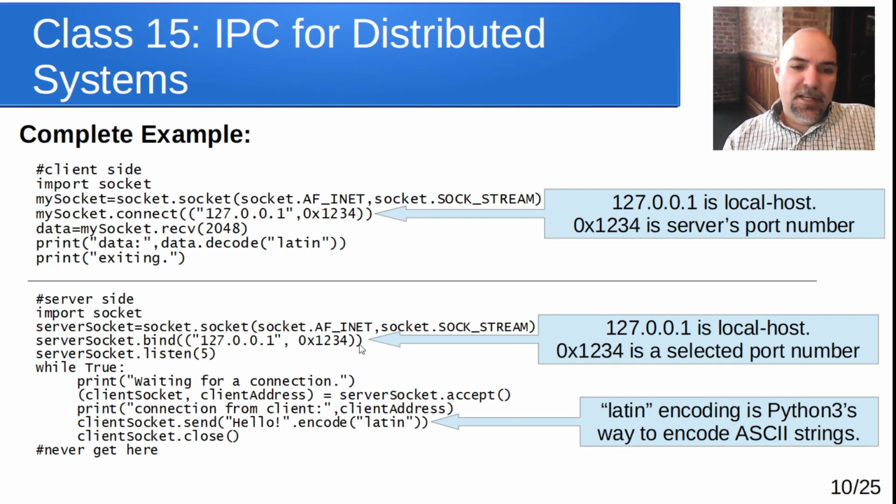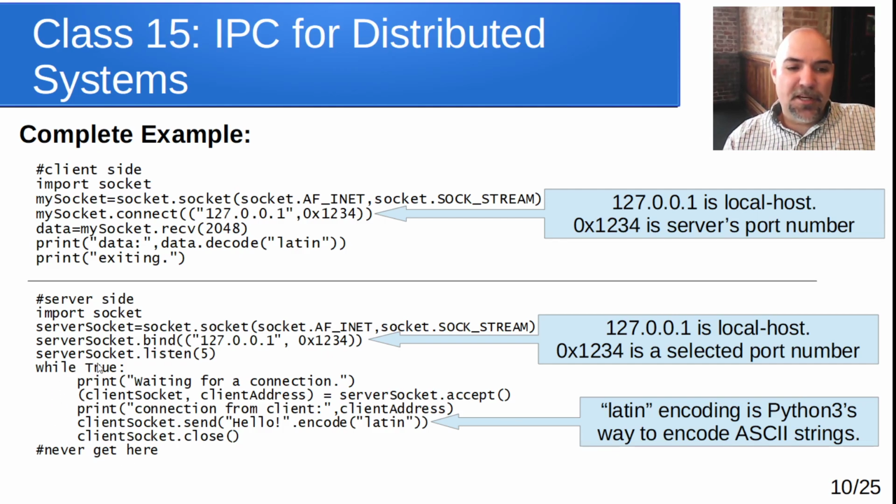Now on the server side, it creates a socket, it binds to that socket, it listens on that socket with a backlog of 5, and then it enters this loop where it waits. When a connection comes in, we accept it. We then send the message hello, we encode it in Latin, encode it as a string. When this receives it, it decodes it as that string. And then we close that client socket when we're done.